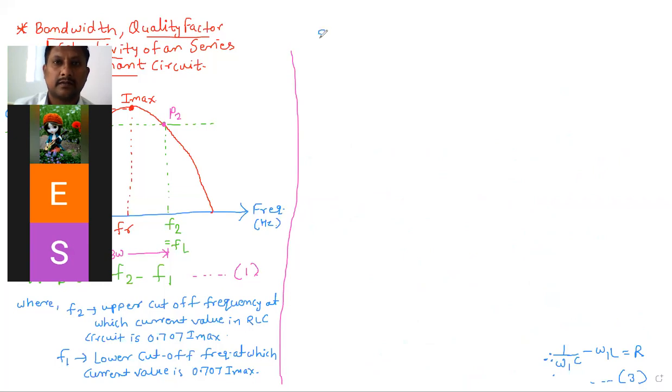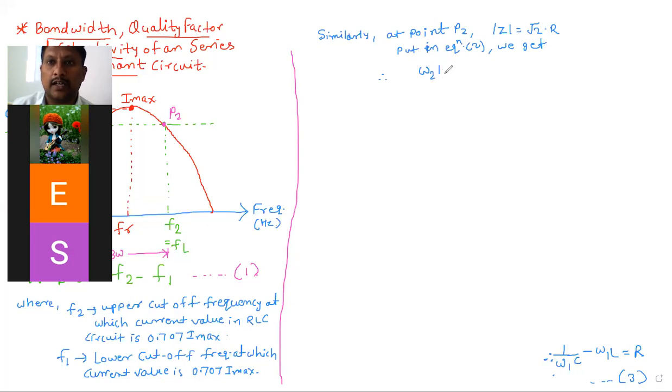Similarly, at point P2, impedance Z is equal to under root 2 into R. Okay, so if you put it in equation 2, we can get, using the first equation, omega 2 into L, the current frequency will be F2, so F2 and omega 2 into L minus 1 upon omega 2 into C is equal to R. This is equation number 4.